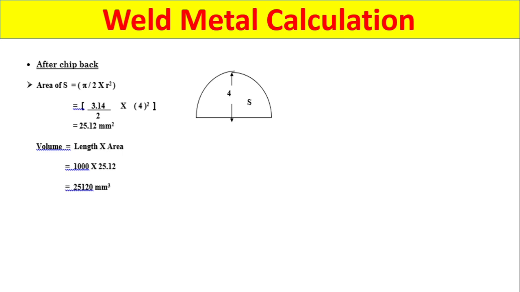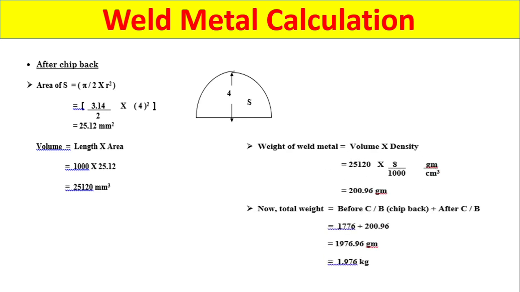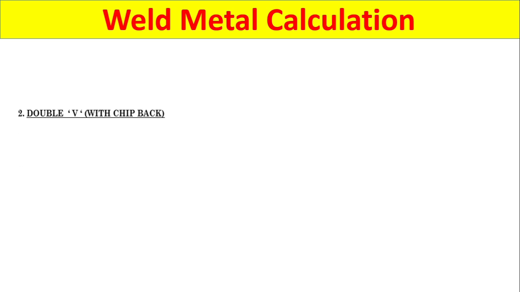Now you can see what will happen after the chip bag. Area of S equals pi by 2 into r square. Everybody knows this formula. 3.14 by 2 into 4 square, 25.12 mm square. Volume equals length into area, so you can get the volume. After that, same, weight of the weld metal is volume into density. The formula is the same, and we have to calculate as per the figure. Total weight is single V before chip bag plus after chip bag. So this is the whole weld metal calculation.